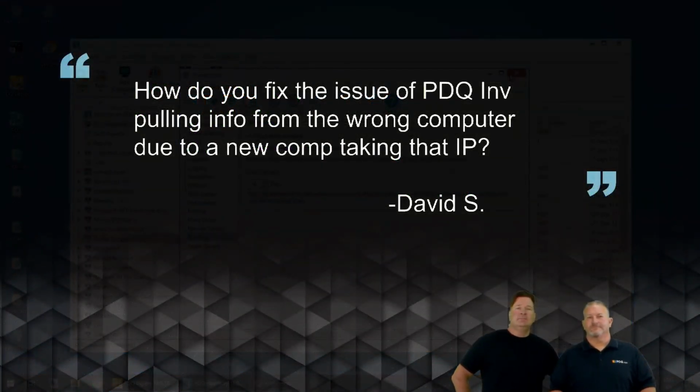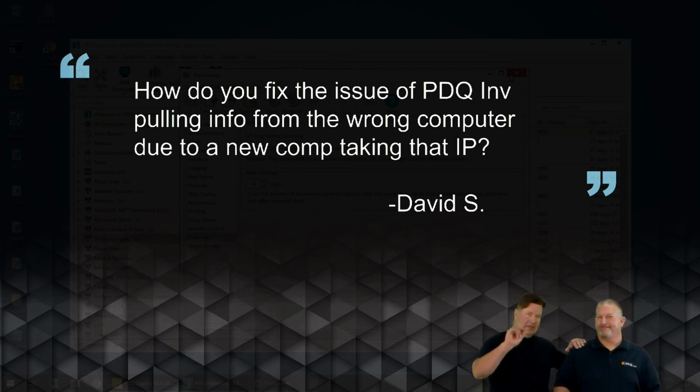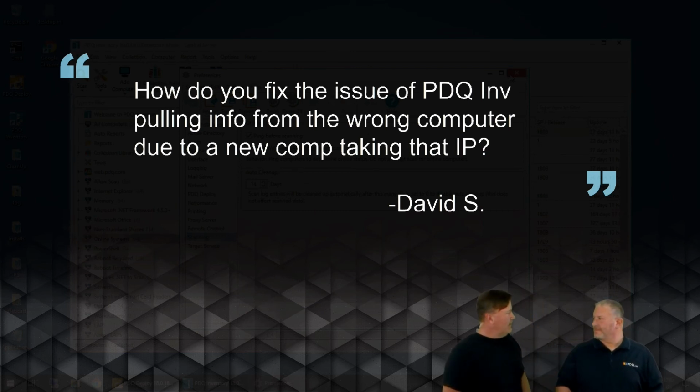Dear Lex and Jason, how do you fix the issue of PDQ Inventory pulling info from the wrong computer due to a new computer taking that IP? Thanks, David S. Sounds like a DNS issue. Okay, well, yeah, it's definitely a DNS issue, but normally you would get a target name mismatch on that, so you shouldn't get information from a different computer.